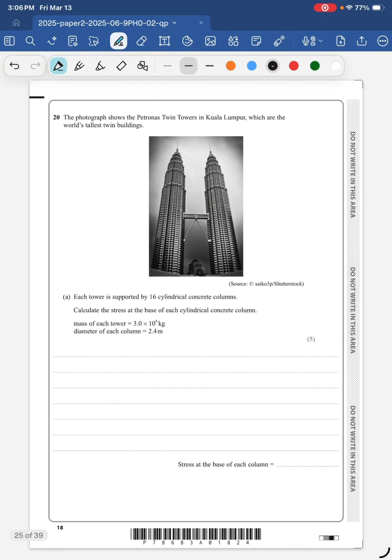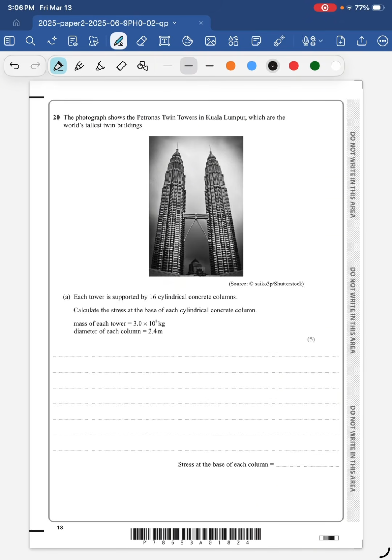So let's move on to question 20. The infamous Petronas Towers in Kuala Lumpur. Okay, so the photograph shows the Petronas Twin Towers in Kuala Lumpur, which are the world's tallest twin buildings. Okay, I didn't know that actually.